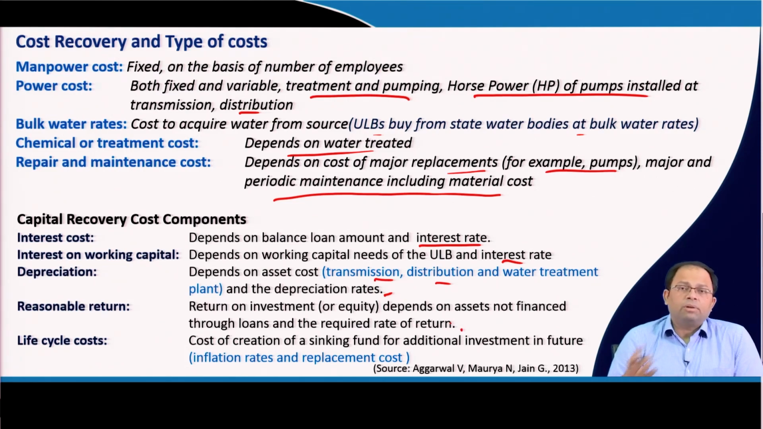So in case I am trying to recover the entire cost, that also is considered. Life cycle cost is the cost of creation of a sinking fund for additional investment in future. That means in future I need to invest or increase my coverage, so I will save some money now for the future. So inflation rates and replacement cost of equipment are all thought of, and this requires the creation of a sinking fund, and for that we also have to consider money.